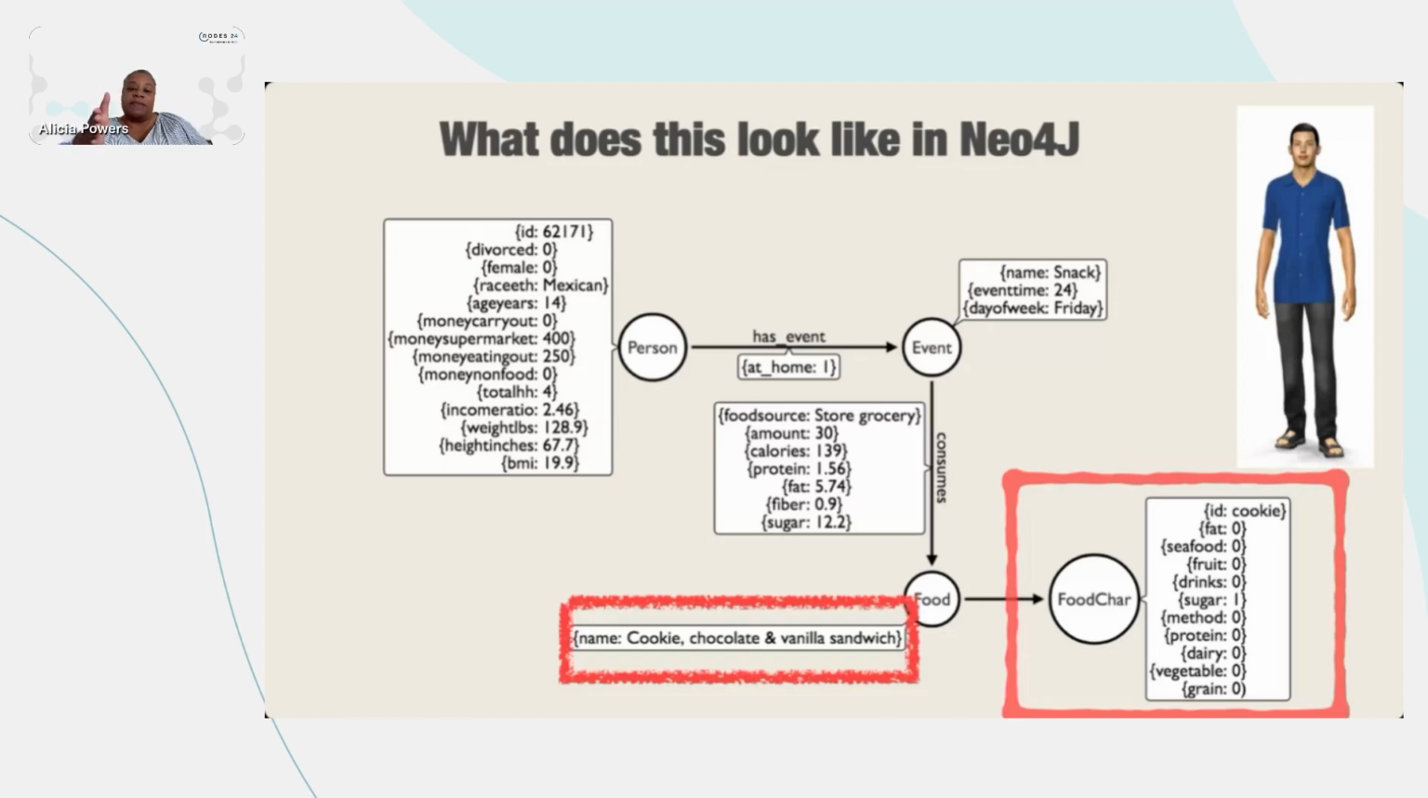The connection between the event and the food has on that relationship is where you have the nutrition information, the calories, the amount that the person ate. And with the food, that node right there just has the name of the food. Now, what I added at that time, and this is 8 years ago, before LLMs, was a food characteristic node. I would basically take the food and parse the different words and then add tags to each food characteristic, like whether it has sugar or whether it's a vegetable, whether it's a fruit, something like that.